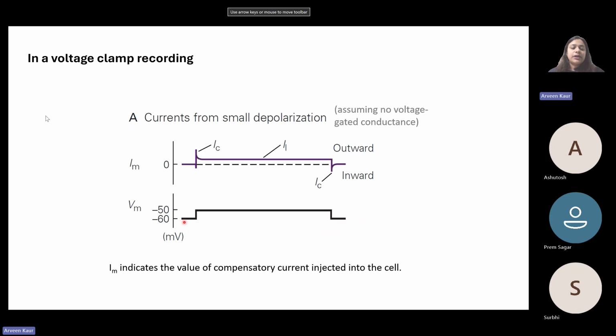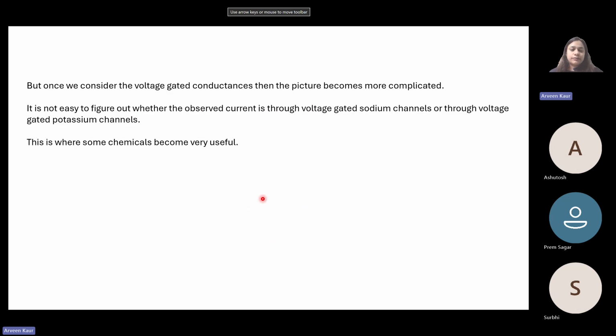When we talk about a voltage clamp recording, you can see that a small depolarization moving towards zero will basically cause some change in the voltage itself, but it may or may not cause a change in the conductance. IM over here indicates the compensatory current injected into the cell to offset that particular change that is occurring.